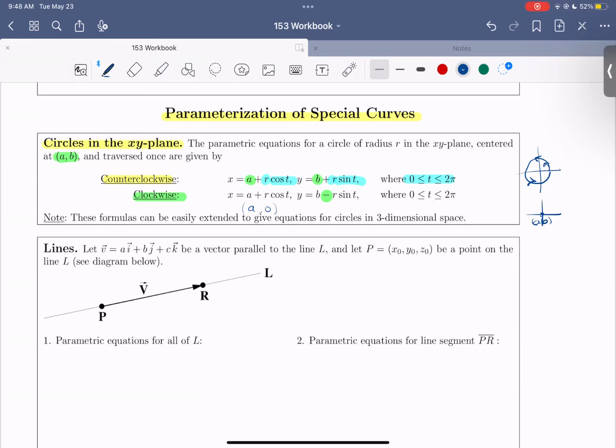But then as t increases, if we have a negative value here, the y value is going to decrease. So say we start here, the y value will decrease first. So our circle will be traversed clockwise. And just a note, as we saw in some of our examples, these equations can be extended into 3 dimensions, which we could do by adding, say, a fixed z. And there are other ways to do that as well.